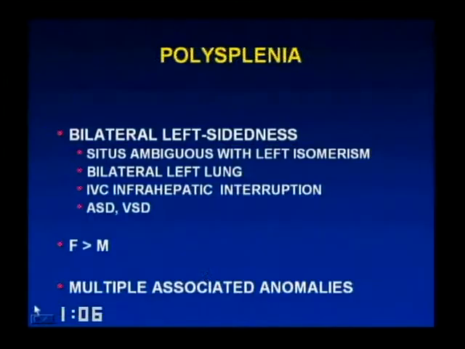So patients with polysplenia have various syndromes, various abnormalities, particularly bilateral left-sidedness. They may have situs ambiguous with left isomerism, bilateral left lung, IVC with intrahepatic interruption, various cardiac abnormalities, including an ASD, VSD, and various associated abnormalities.